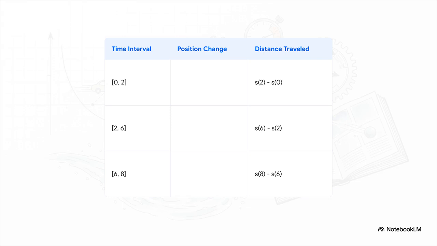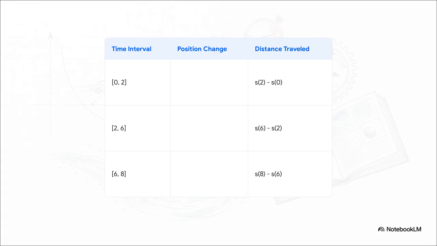What's the total distance the particle traveled in 8 seconds? It's a really common trap to just calculate the position at 8 seconds and call it a day. But because we know the particle stopped at t equals 2 and t equals 6, it probably changed direction. So we have to break the journey into 3 legs, from 0 to 2 seconds, from 2 to 6 seconds, and finally from 6 to 8.